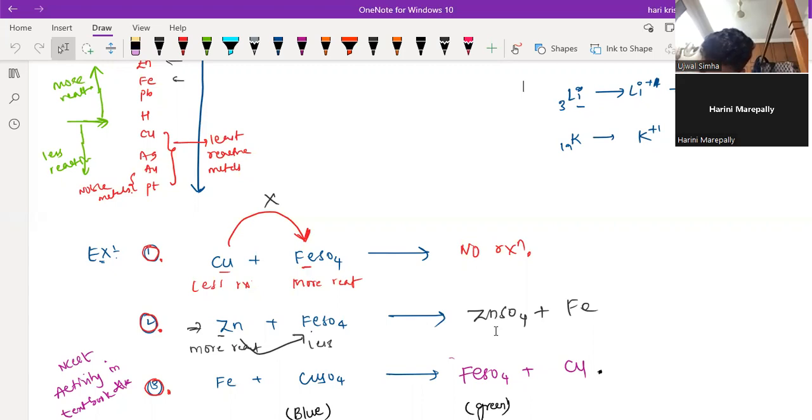So this is a complete topic, and the remaining things we'll discuss in the next class. Your homework for today is the displacement reaction and those 4 charts. Okay, Harini, just send me the 4 tabular columns which I sent you in the group.